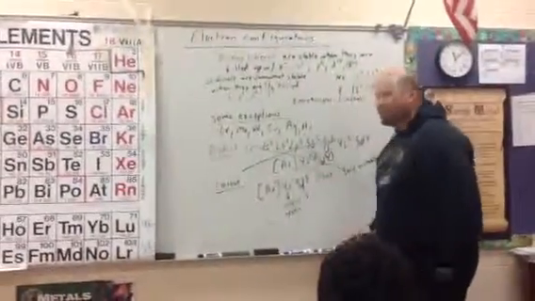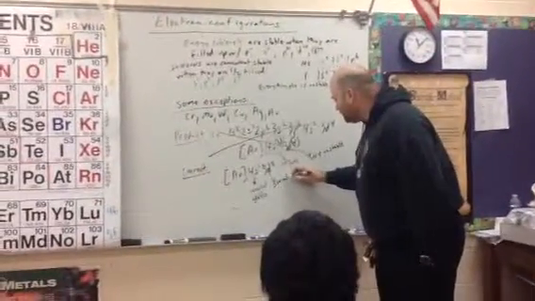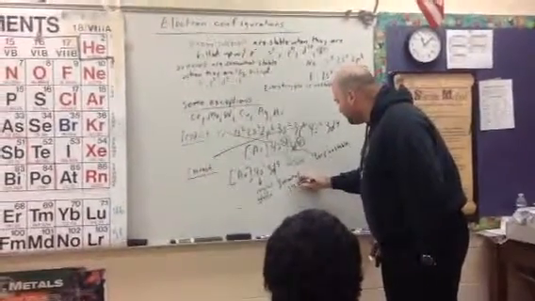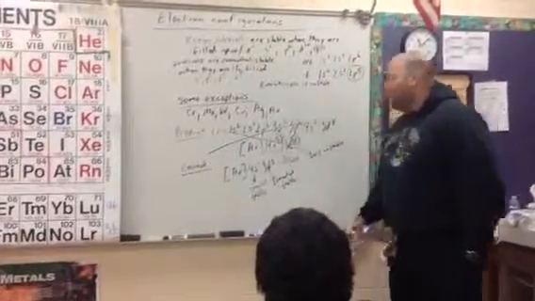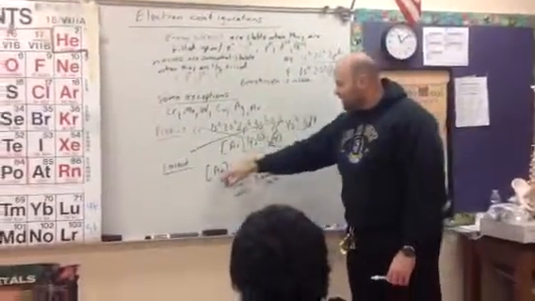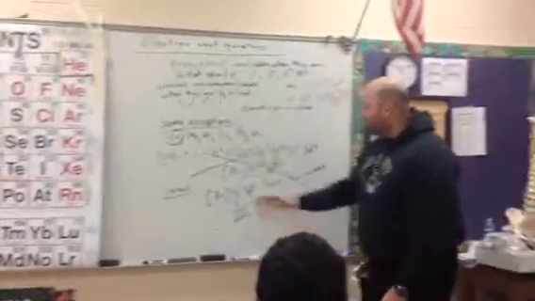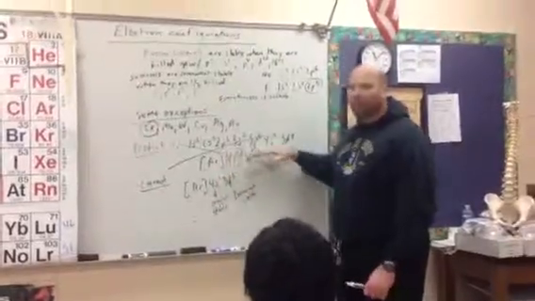What do we know about the 3d5? Somewhat stable. So, as it turns out, this is the more apt structure for the chromium because you've got more stability here than what you've got up here.